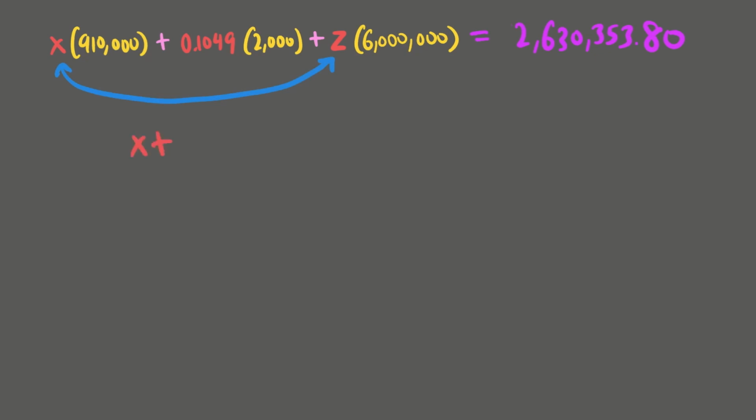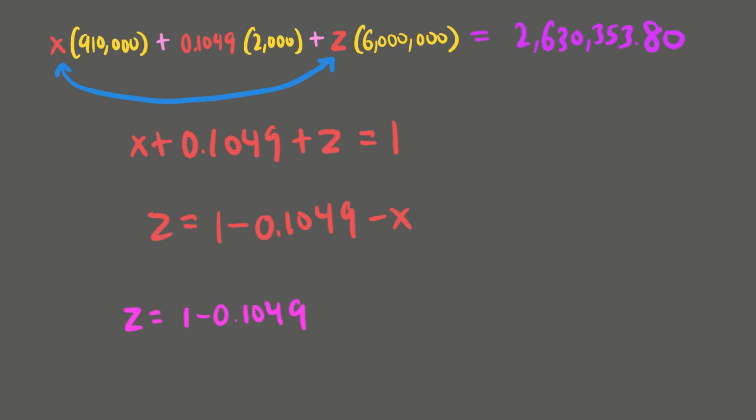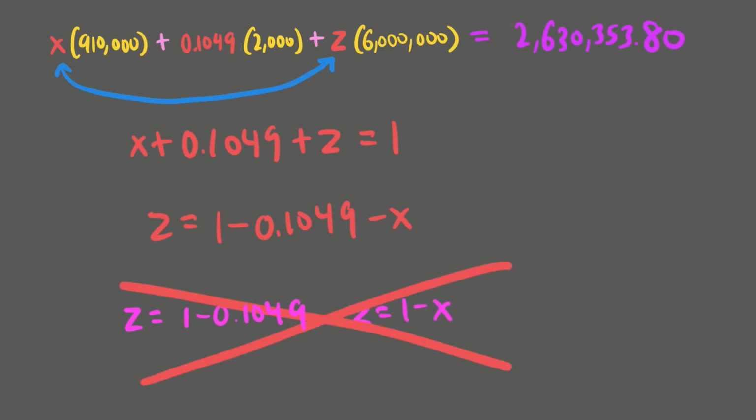Our first step would be to rewrite one unknown variable in terms of the other unknown variable. Keep in mind that x plus 0.1049 plus z equals 1. Let's manipulate this equation to write z as 1 minus 0.1049 minus x. Take note that all three weights add up to 1, not just one or two weights. It would be incorrect to write z equals 1 minus 0.1049 or z equals 1 minus x, for example.